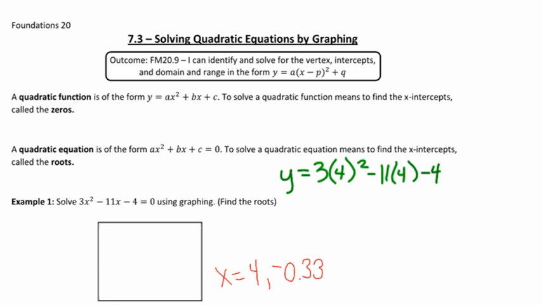So let's change our y to be a 0. So 4 squared is 16 times 3 is 48, minus 11 times 4 is 44, subtract 4, 0 equals 48 subtract 48, which is 0. So 4 definitely works. We know that that is 1.